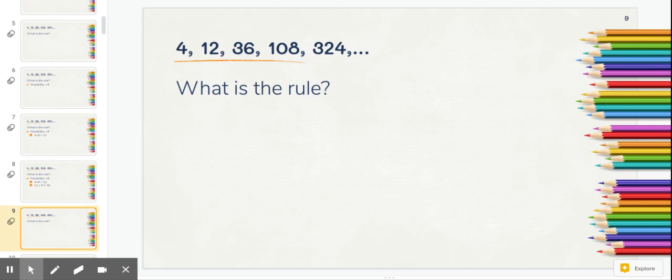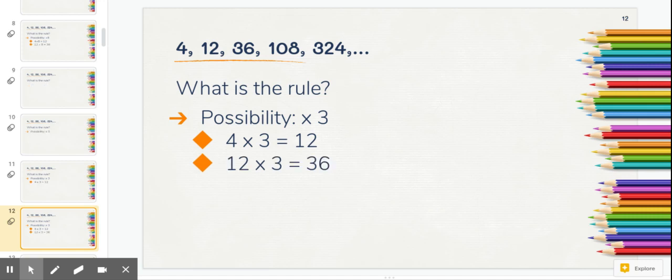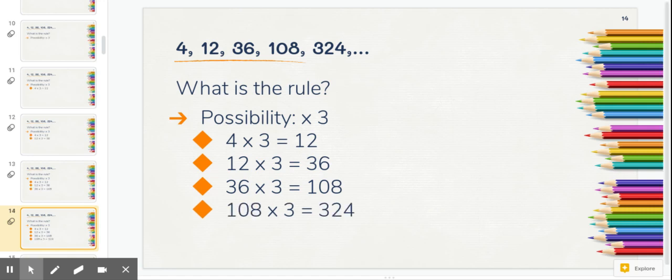What else can I do to 4 to get 12? Well, I know I can multiply by 3. So 4 times 3 is 12. Well, what's 12 times 3? 12 times 3 is 36. 36 times 3, and luckily you'll be using a calculator, but 36 times 3 on your calculator you'll find is 108. 108 times 3 on your calculator is 324. So it looks like the rule for this pattern is times 3. So that just means that you take the number, multiply by 3 to get the next number.